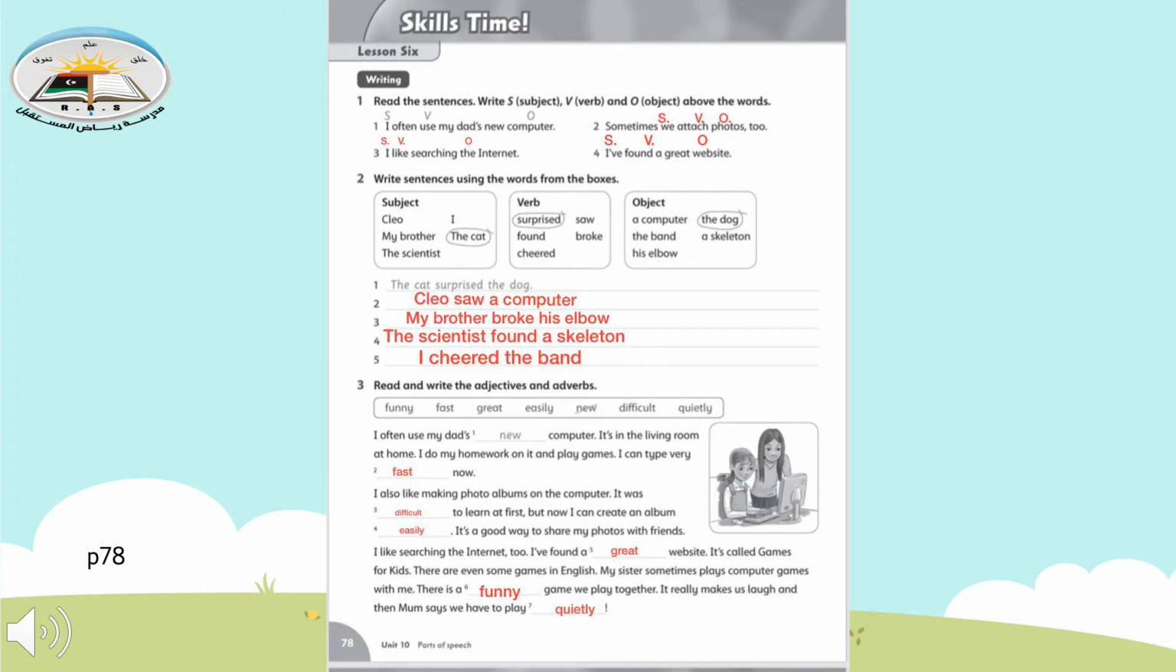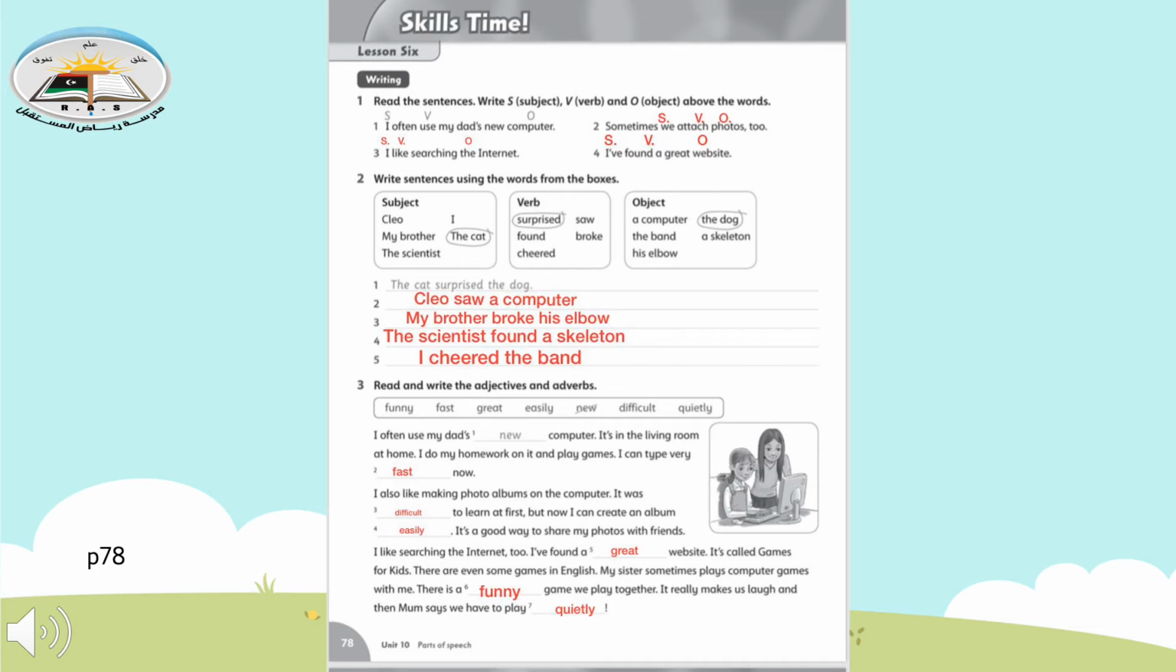Now, let's answer and fill in the gaps together. Number 1 is already answered. I often use my dad's new computer. It's in the living room, at home. I do my homework on it and play games. I can type very fast now.